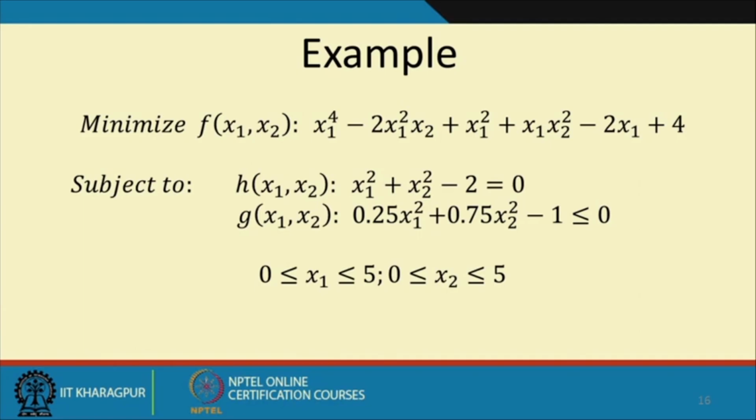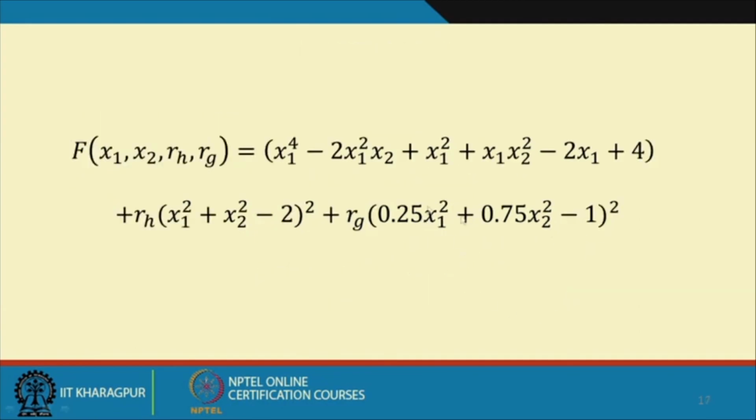Here h is of equality type, and that is why, when considering the unconstrained problem, we will have h square as the penalty function, along with the penalty parameter. For the inequality part we will take the maximum of 0 and g. That is why we will have the function this way. Rh is the penalty parameter we have considered for the equality type, and Rg is the penalty parameter for the inequality type.